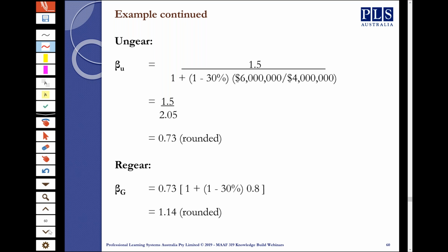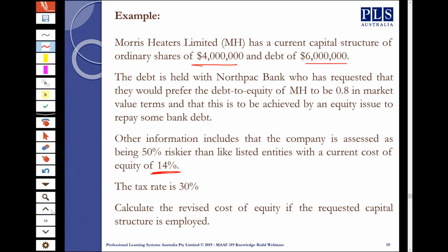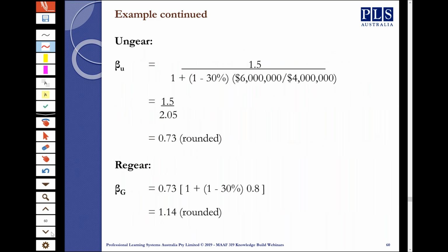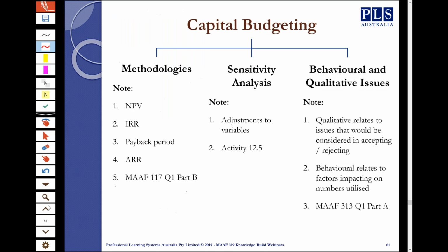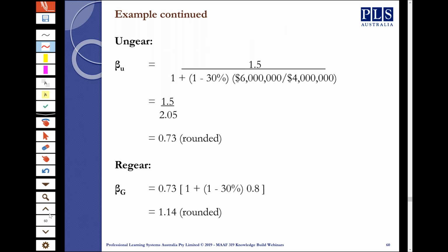We then need to re-gear that. So to re-gear it, we take our 0.73 and multiply through by 1 plus (1 minus the tax rate) multiplied by the new debt to equity. Now that is what they've requested the new debt to equity to be. So we would multiply through by that 0.8 and get our new geared beta of 1.14, which we would apply in determining our revised cost of equity. So we would take our logic coming through. Our cost of equity is our risk-free rate.